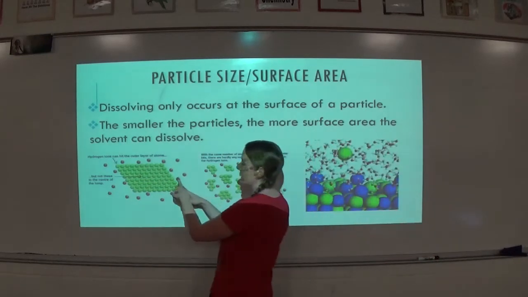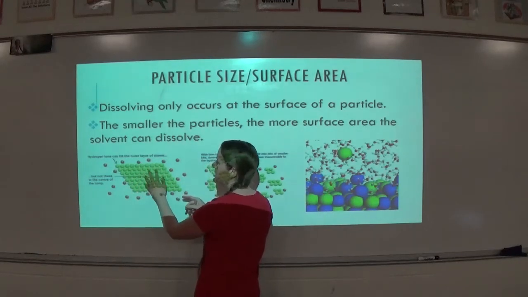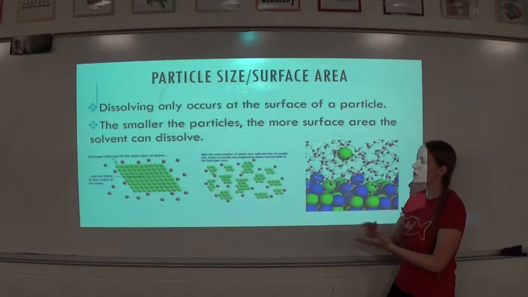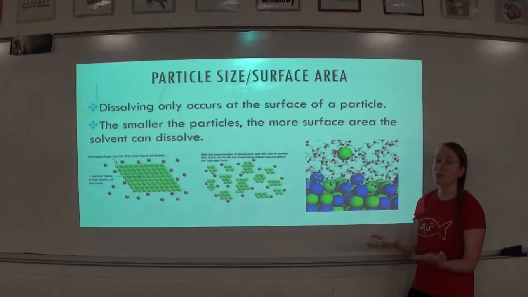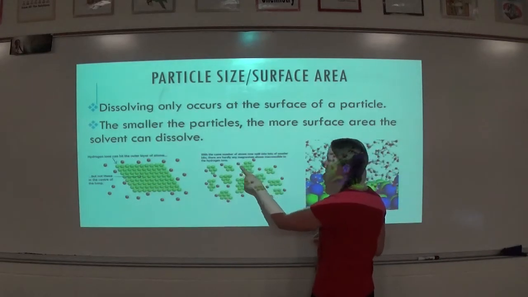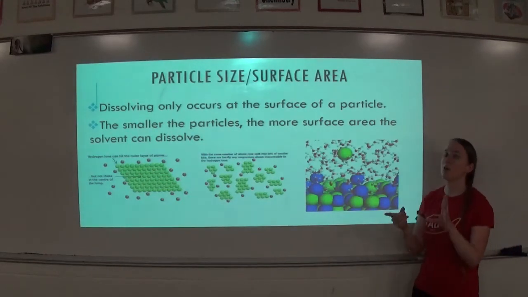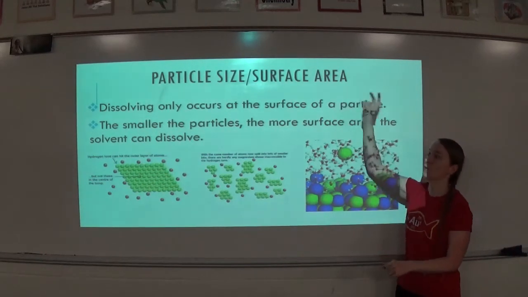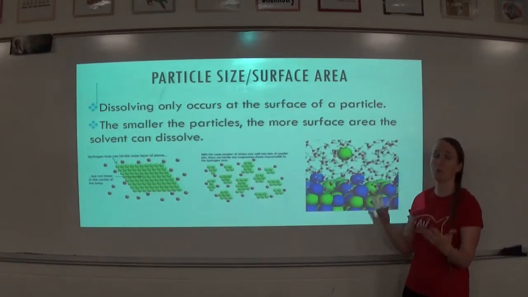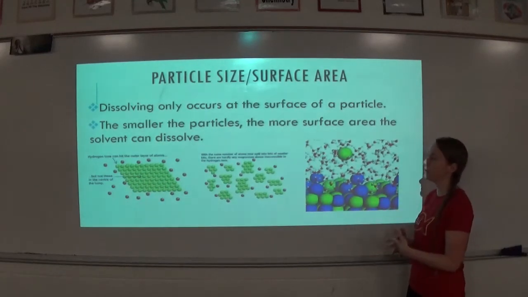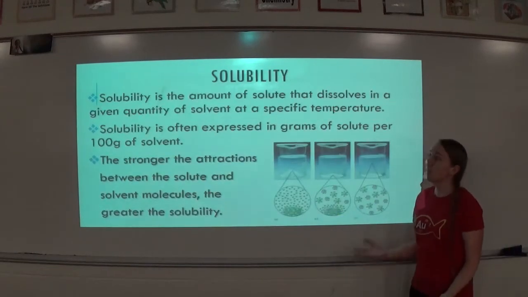Another example is this right here. The red atoms can only touch the surface. They can't reach any of this interior. If you can crush it up, see here we've crushed up this big green thing, there's more surface area. Now the red particles can come into contact with many more of the green particles. So you want large surface area or small particle size. Sometimes we'll say things like crushing up a pill to help it dissolve in a liquid so you can drink it if it's too big to swallow on its own. All right, so that's how particle size works. So next thing is solubility.